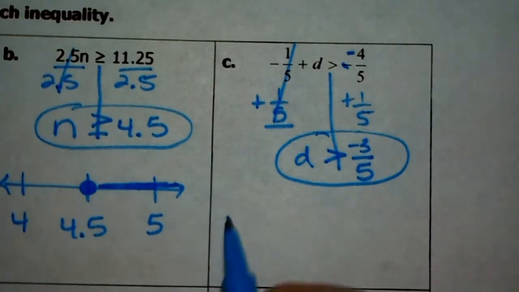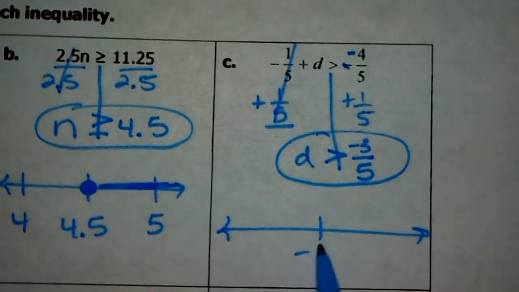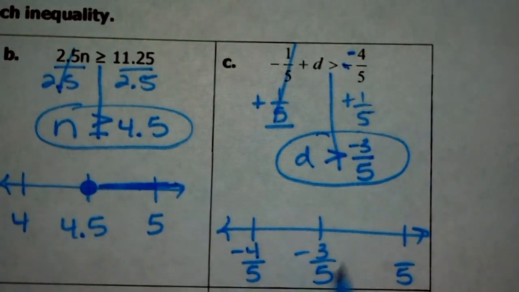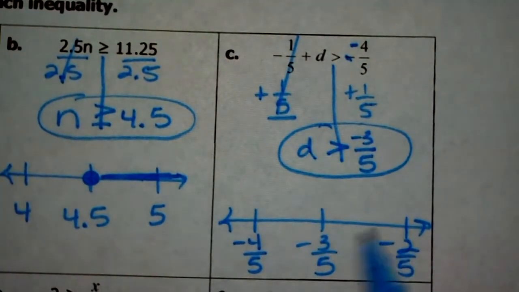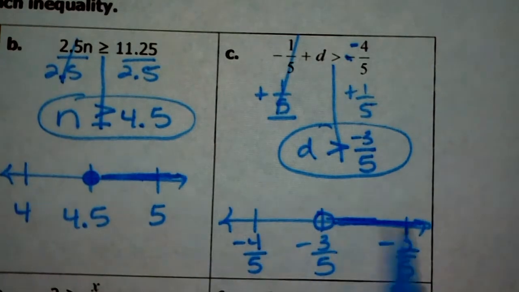We need to graph that. We're going to put negative 3/5 down here. And it's a negative 3/5, so we're still going to keep it fifths when we're counting. And remember, on a number scale, to the left of negative 3 would be negative 4. To the right of negative 3 would be negative 2. So we just counted by a fifth. If D is greater than negative 3/5, it cannot be negative 3/5, so it's open. And we will shade to the right, because greater values are to the right.